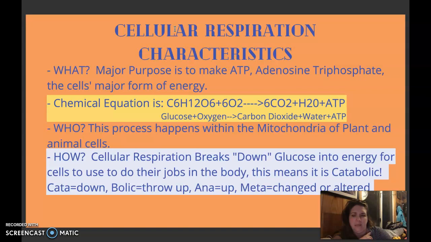Kata means down in the Greek base of that word. Bolic means to throw up. Ana means up, and meta means changed or altered. So that helps you to break down the words catabolic, anabolic, and metabolic.